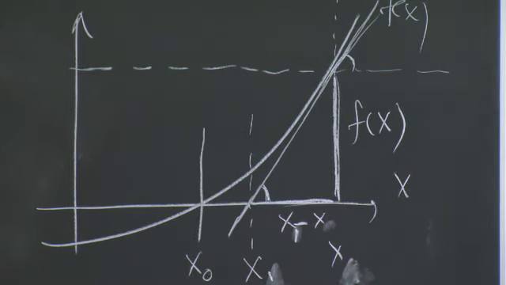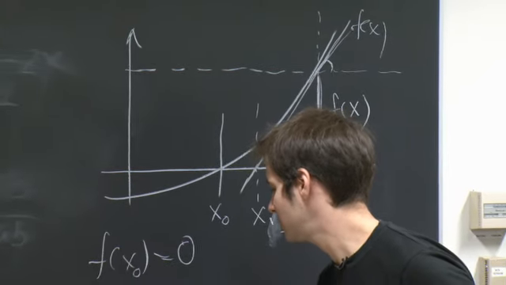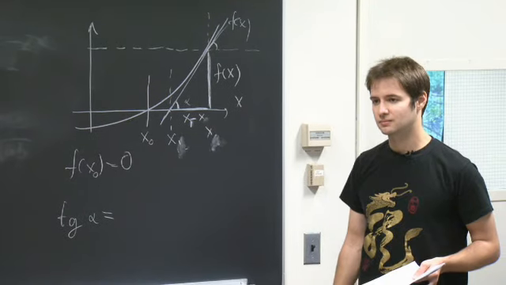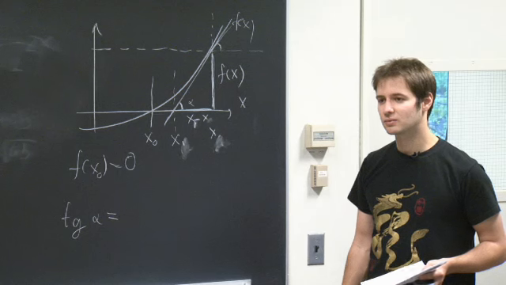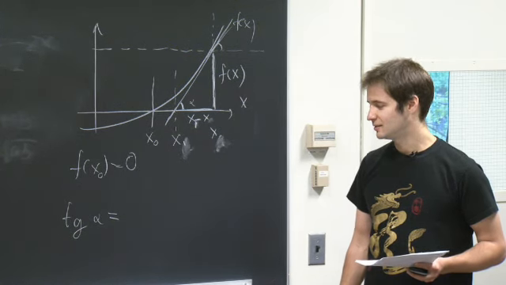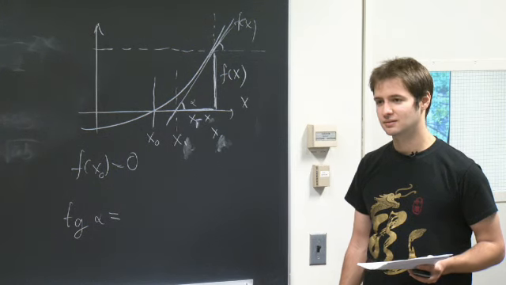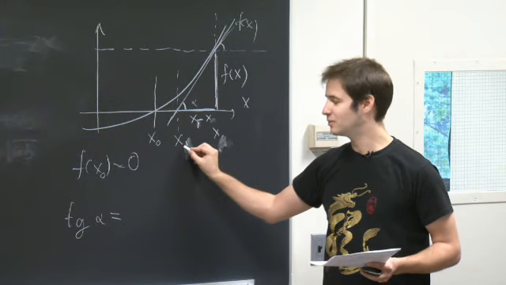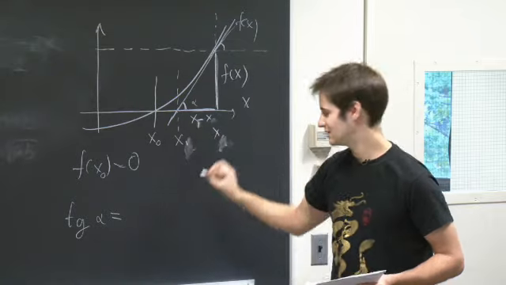It's tangent. Okay, so the tangent, let's call the angle alpha. What's the tangent of the angle? What? Sorry? F of x over x prime minus x 0, or like the difference between. I think you're trying to give me the formula for x prime. Just the tangent. Just the tangent.